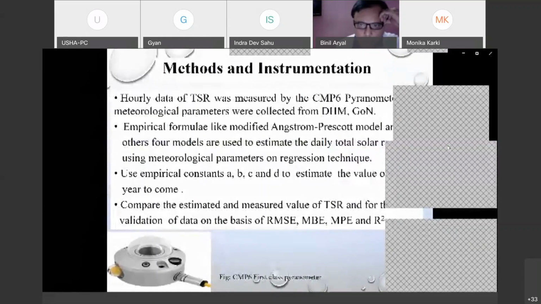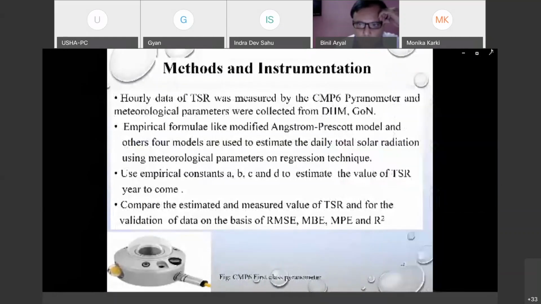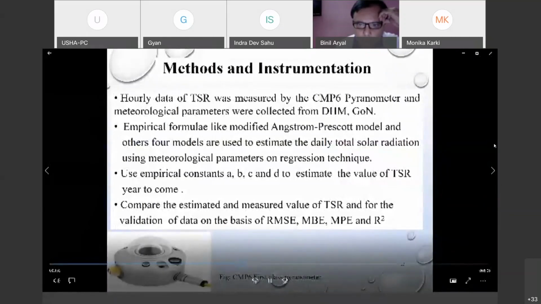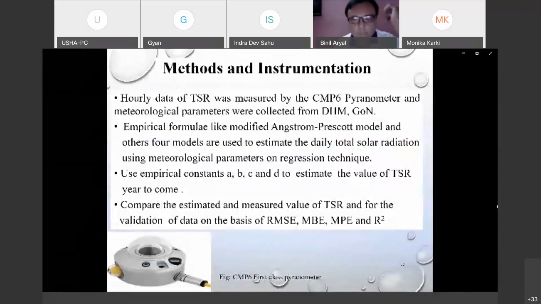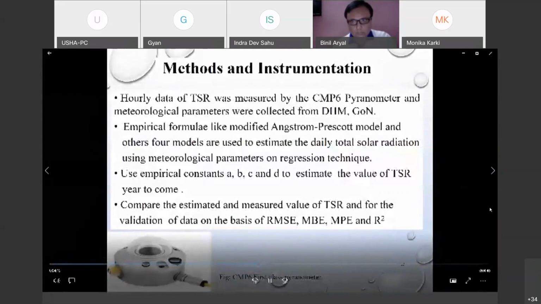The CMP6, based on a thermopile sensor, creates a temperature difference when radiation falls on it, giving a temperature difference proportional to the voltage, which converts into intensity of the radiation. Data are analyzed and processed, then used in the models, as mentioned earlier, to get the empirical constants using regression technique. Empirical constants are used to estimate the total solar radiation of the year, which is compared with the measured data of the total solar radiation, and for validation of data, statistical tools are used.